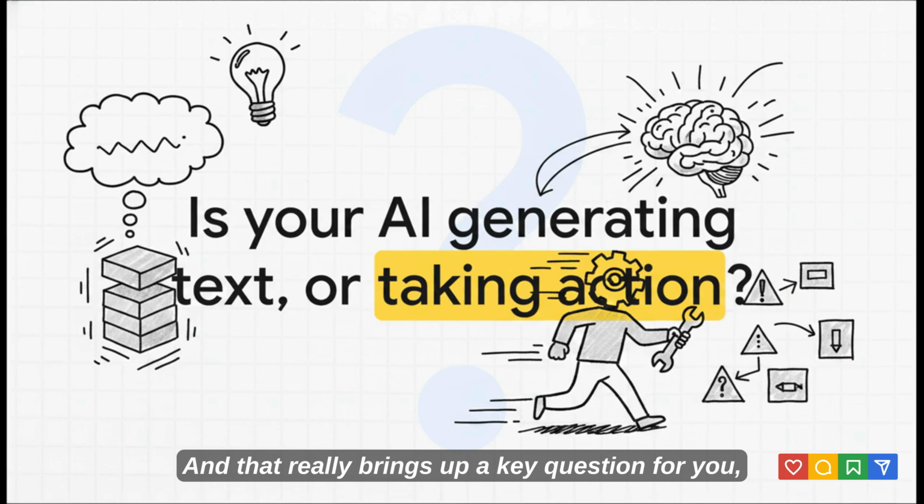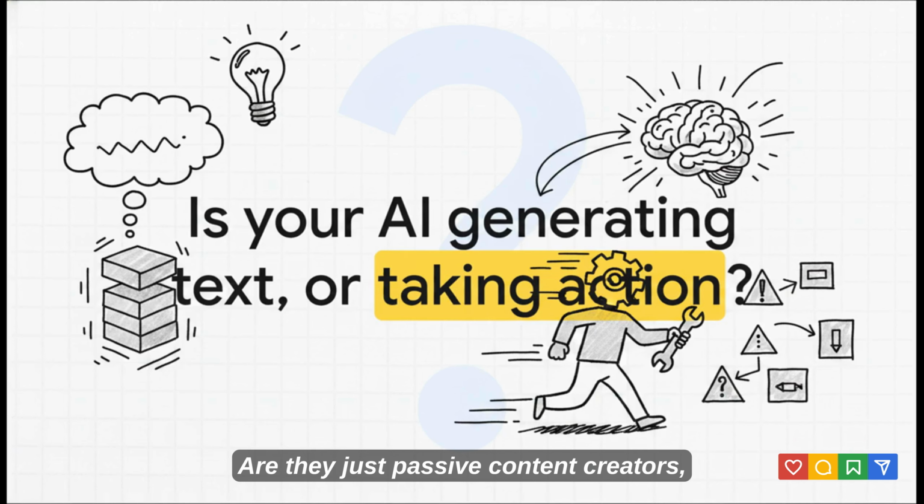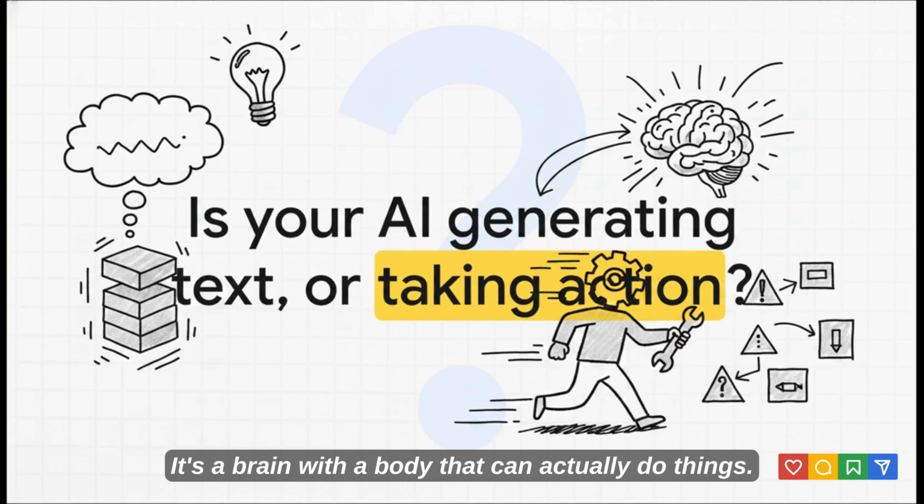And that really brings up a key question for the systems you're building right now. Are they just passive content creators, or are they active participants that can reason, plan, and execute tasks? This is the fundamental shift. We're moving from generative AI to agentic AI, where the model isn't just a brain in a jar, it's a brain with a body that can actually do things.